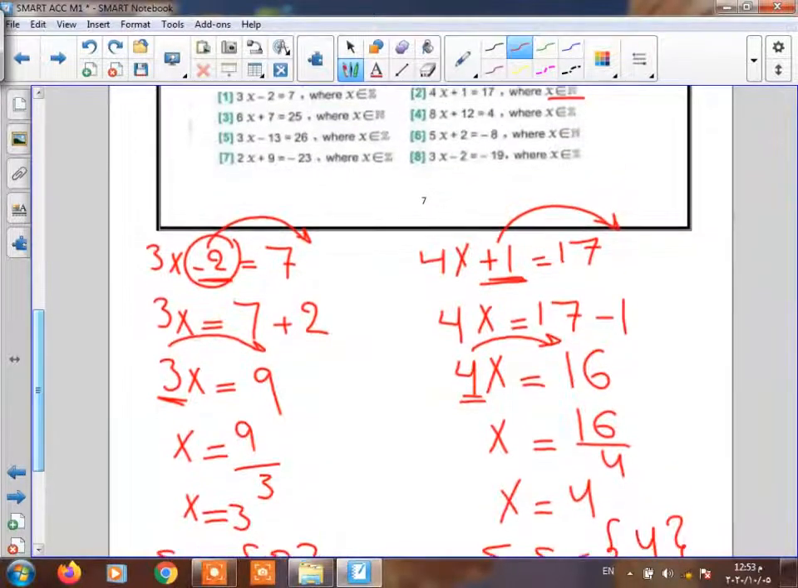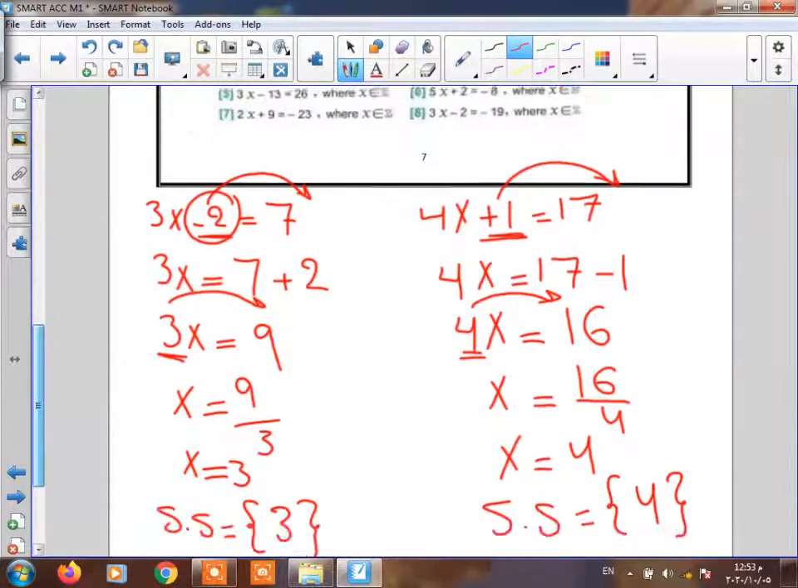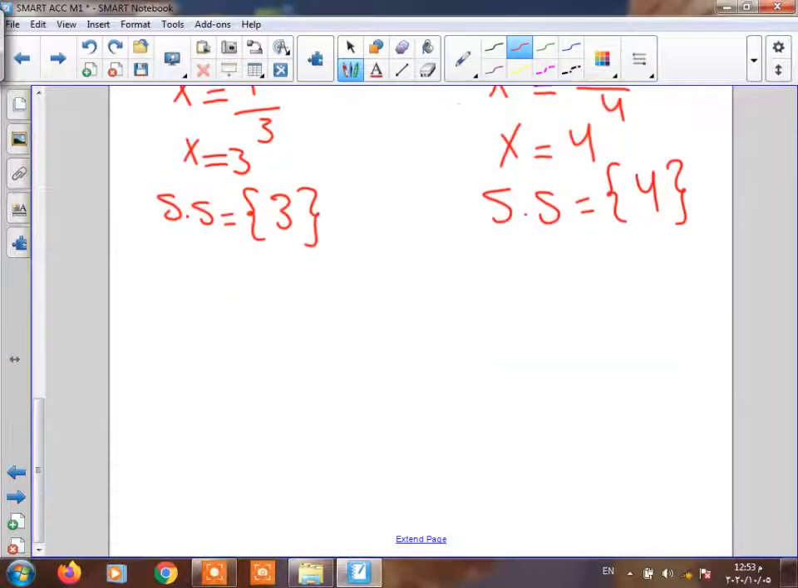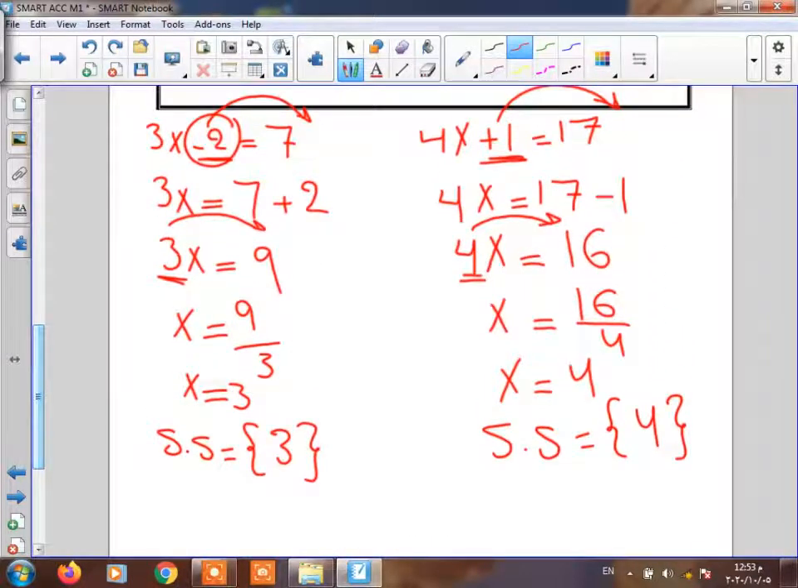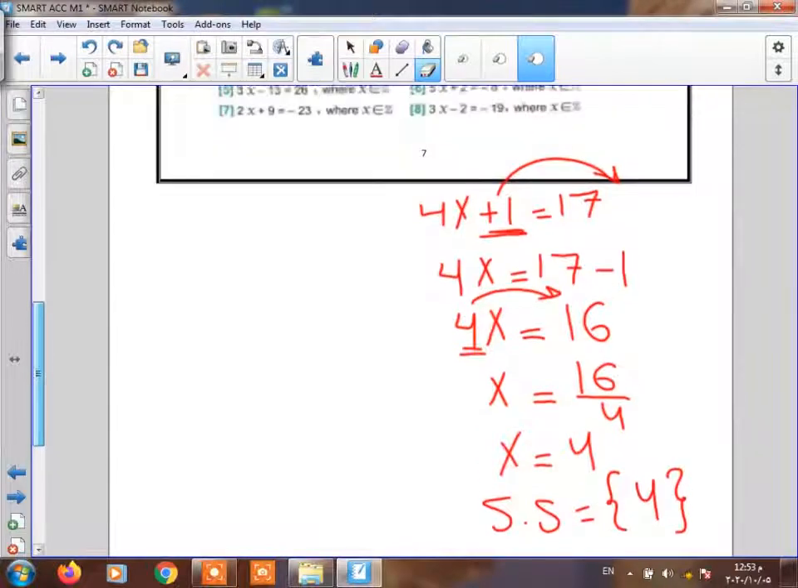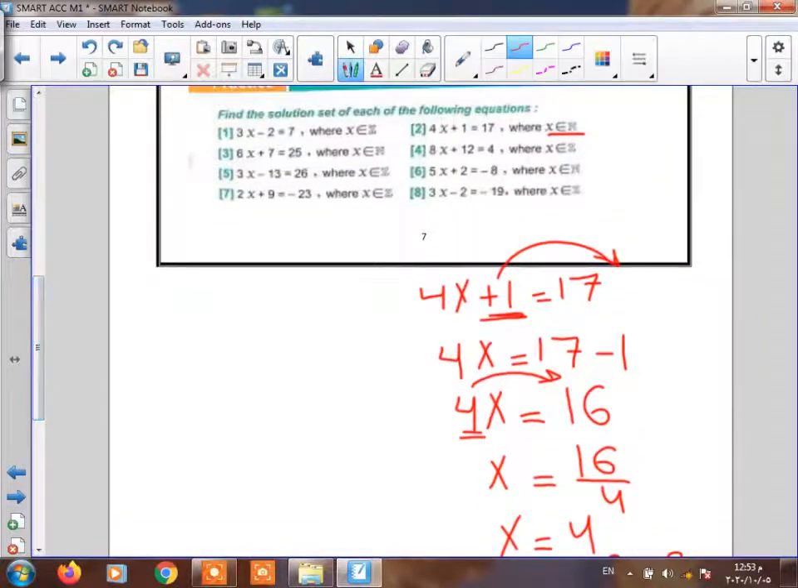Let's take number 3. Here we have 6x plus 7 equals 25, and x belongs to N. Okay, let's remove this and write another one. Here we have 6x plus 7 equals 25.